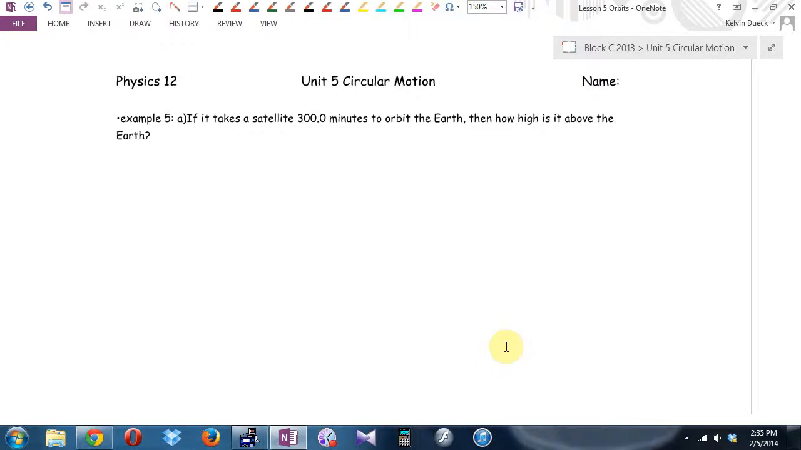Got to be fussy. It actually wants the altitude. I'm going to find the orbital radius, then I'll subtract the radius of the Earth, and that should tell me how high above the Earth it is. Okay?